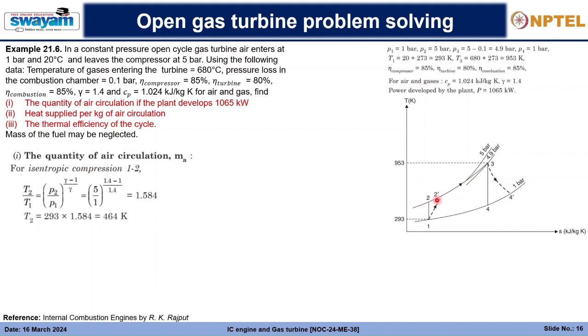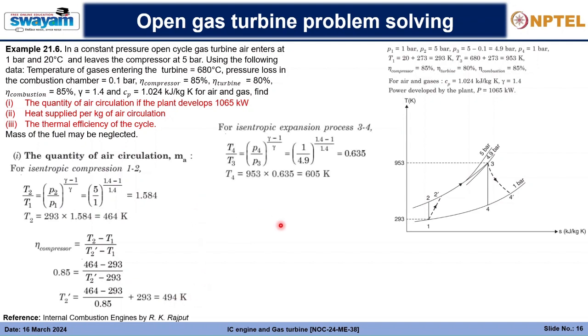Now, same for the isentropic compression part. We first find the value of T2 from the thermodynamic relationship, and then using the compressor efficiency, we finally find the value of T2 dash as 494 Kelvin. Next, we find the value of T4 for the turbine part as well, but here we'll have to use the value of P3 to be 4.9 bar, not 5 bar. So we'll have to take care of that, and we will get a value of 605 Kelvin.